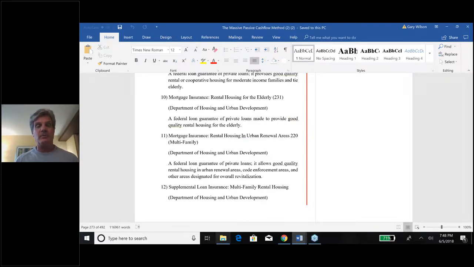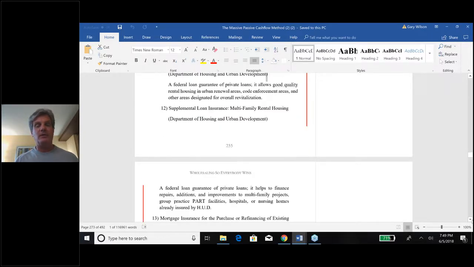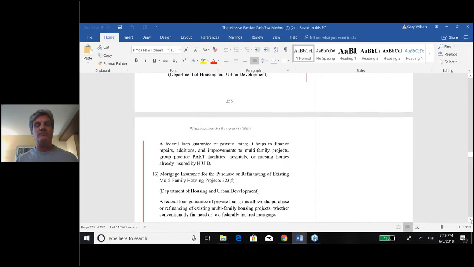Let's see, rental housing, urban renewal areas 220, so that's for multifamilies, okay? So just remember this, it's called a 220 program for multifamilies in urban areas. That's going to be your cities, basically, right? Let's see, supplemental loan insurance, multifamily housing, another one for multi-unit housing.